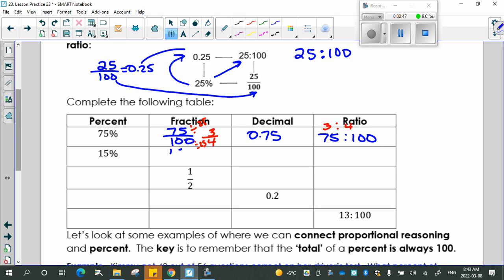15%. Already people were filling it in. 15 out of 100. 0.15. You just do 15 divided by 100 and it tells you that. And 15 to 100.